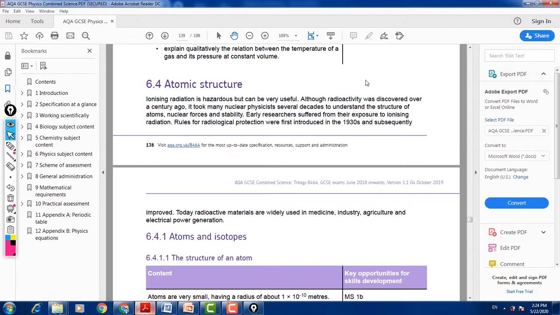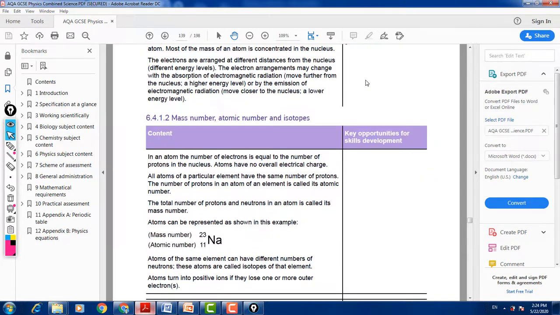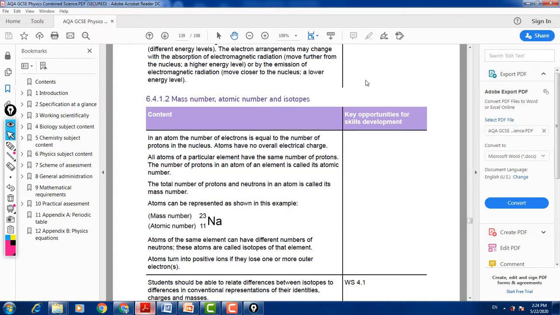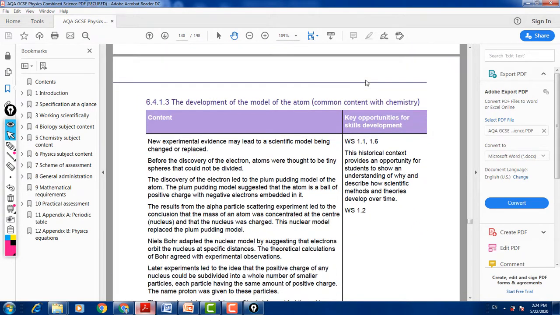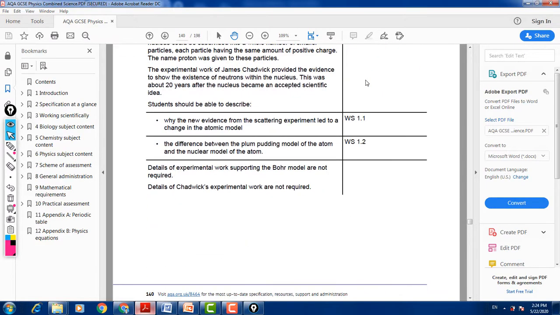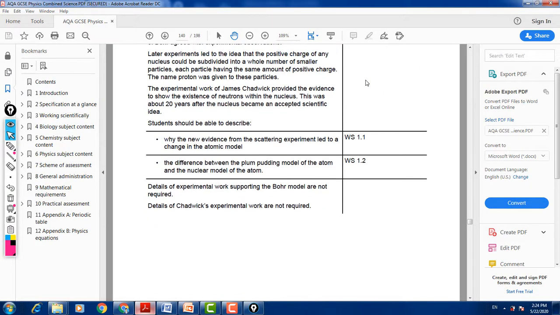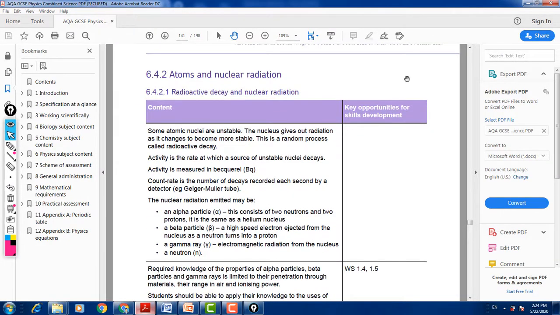In the atomic structure, first of all, we'll discuss the atoms and isotopes, in which we'll first study the structure of an atom. Then we'll discuss the mass number, atomic number, and the isotopes. After that, we'll discuss the development of the model of the atom. This topic is common with the chemistry as well. After that, we'll move on to the atom and nuclear radiation, in which we'll discuss the radioactive decay and nuclear radiation.